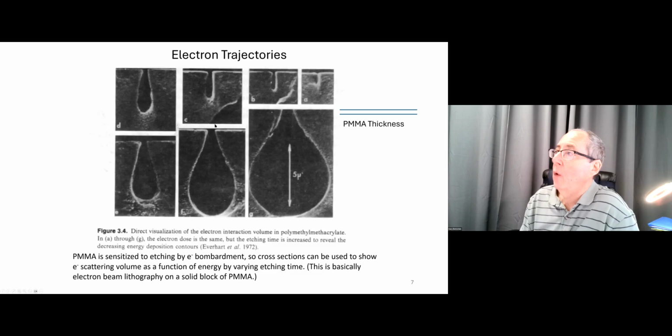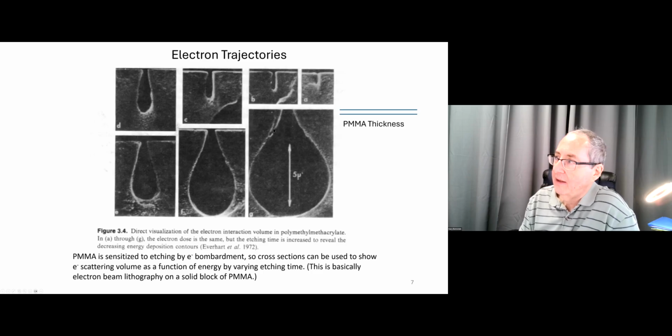So this is a picture that shows literally a solid block of PMMA, and it shows how the electrons go in and where they give off their energy. So this is an exposure with an electron beam. It's a very old picture somebody did once a long time ago. And then after developing for various amounts of time, it reveals where the energy was deposited in the material.